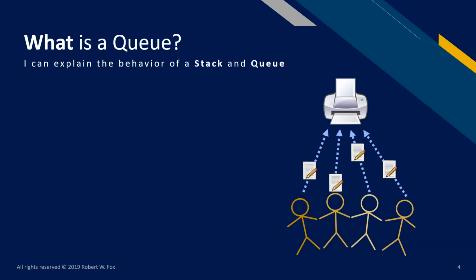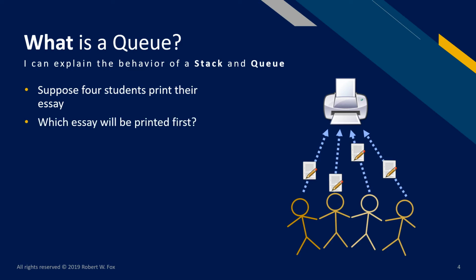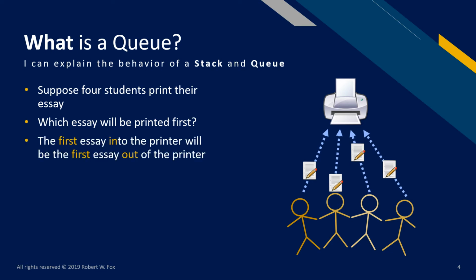Let's start with a queue. Suppose 4 students print their essays to that printer shown on the right. My question to you is this: which essay will come out of the printer first? And you don't have to think too hard to know the answer. Really, whichever student clicks print first, well, theirs will be the first essay that comes out of the printer.